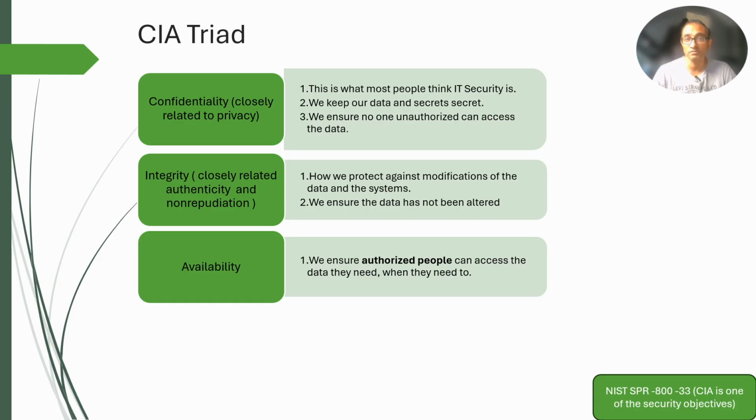Availability is about having access to the systems we work upon, when we need them, we have them. As a matter of fact, NIST defined in one of their special publications, 800-33, CIA as a security objective, which means the control frameworks are built to basically fulfill these holistic CIA objectives.